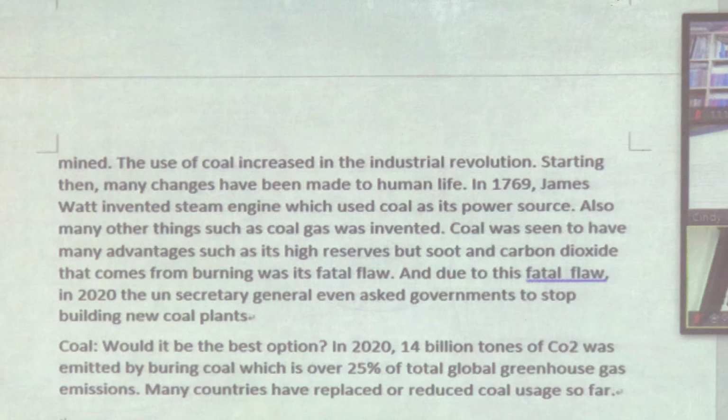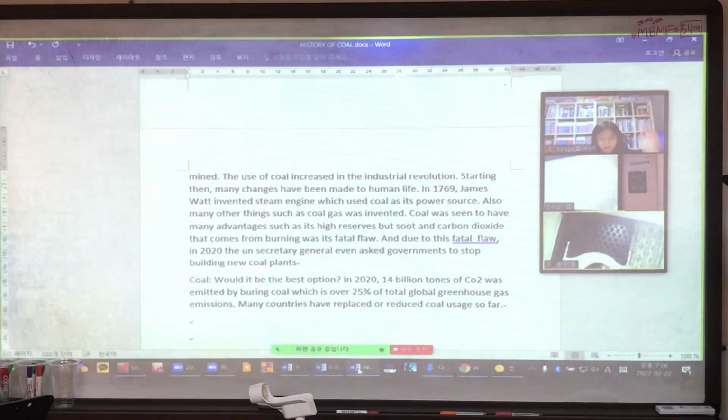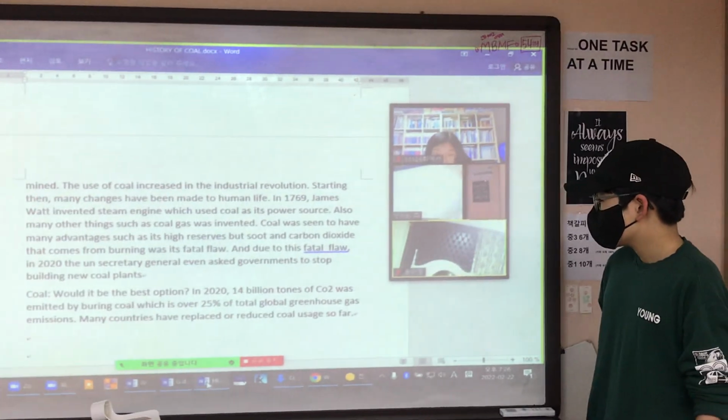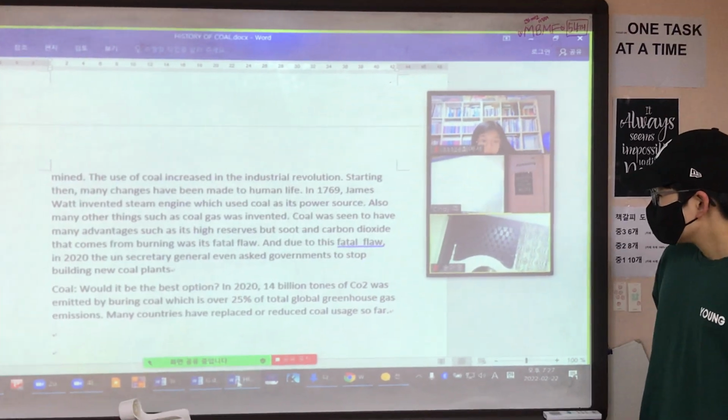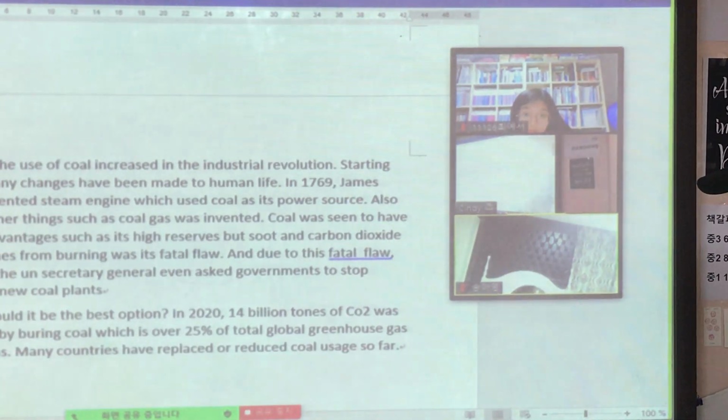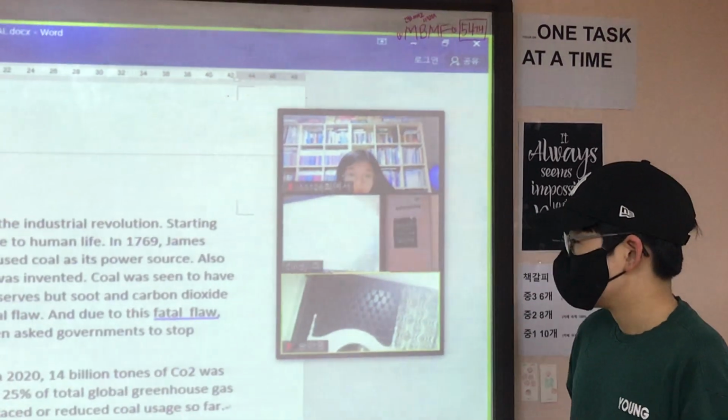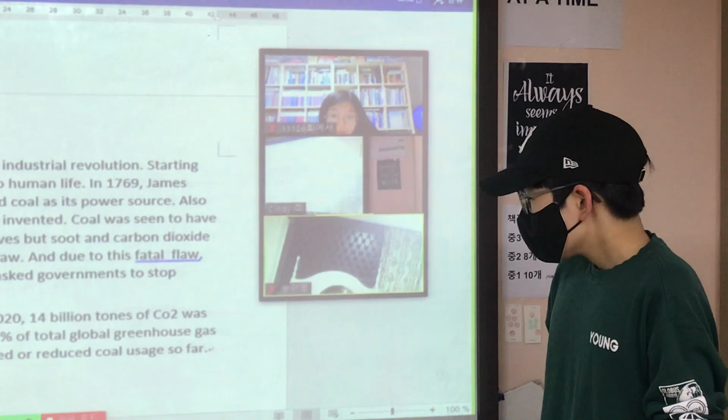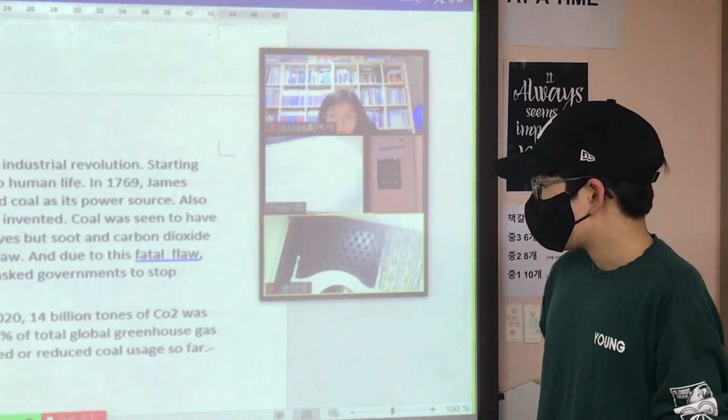In 2020, 14 billion tons of CO2 was emitted during coal burning, which causes over 25% of the total global greenhouse gas emissions. Many countries have replaced or reduced coal usage so far.